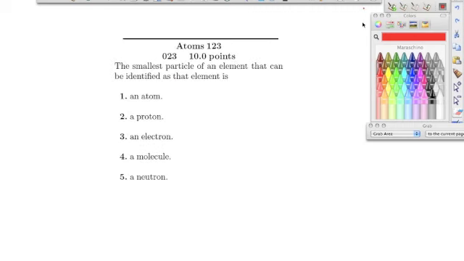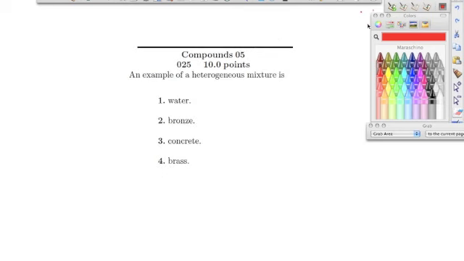Okay, moving on to number 23. It says the smallest particle of an element that can be identified as the element. This is the definition of an atom. It's the smallest particle of an element, meaning we can't break that element up into anything smaller, and if we did, we would destroy what that element was. So for it to still have the identity of the element, the smallest thing that we can go to is a single atom.